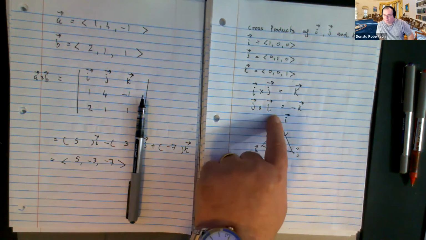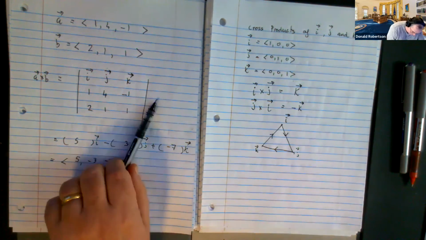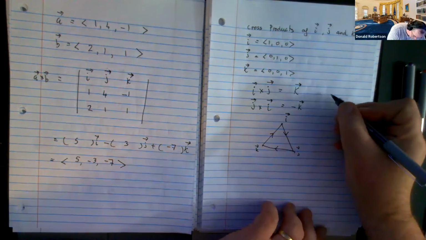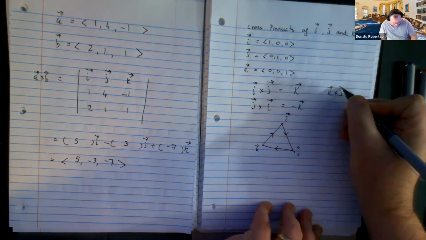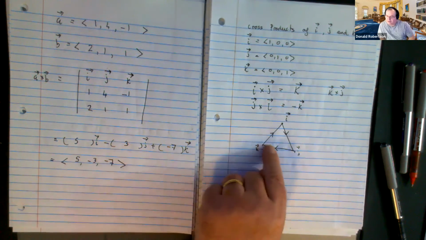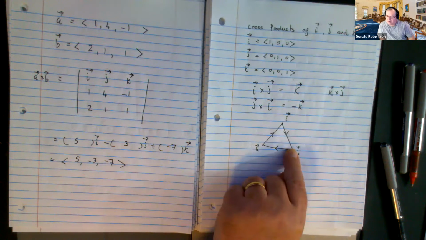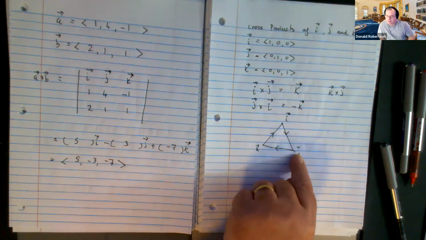So for instance, if I randomly said, what is K cross J? There's K, there's J, right? K cross J. What kind of I do you get if you do a K cross J?